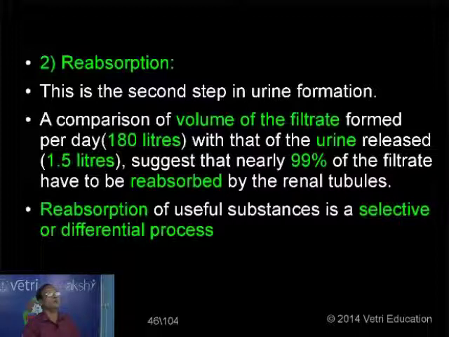That means nearly 99% of almost all the materials are reabsorbed by the different parts of the nephron. The amount of filtrate formed is 180 liters, out of which only 1.5 liters of urine is excreted. The remaining, about 99%, is reabsorbed. The reabsorption occurs at different levels of the nephron, either in the proximal or distal convoluted tubule, the collecting tubule, or the loop of Henle.